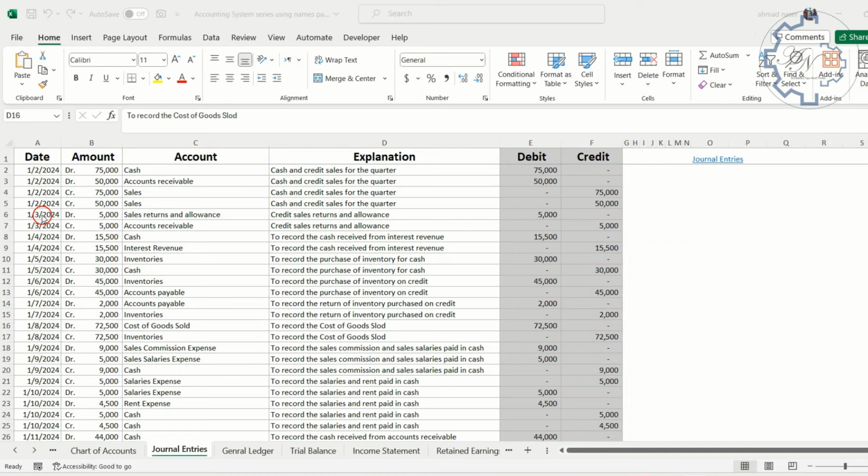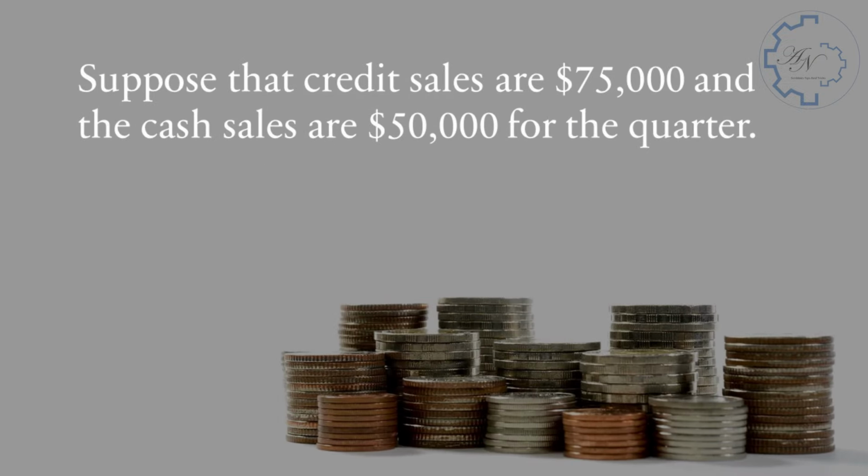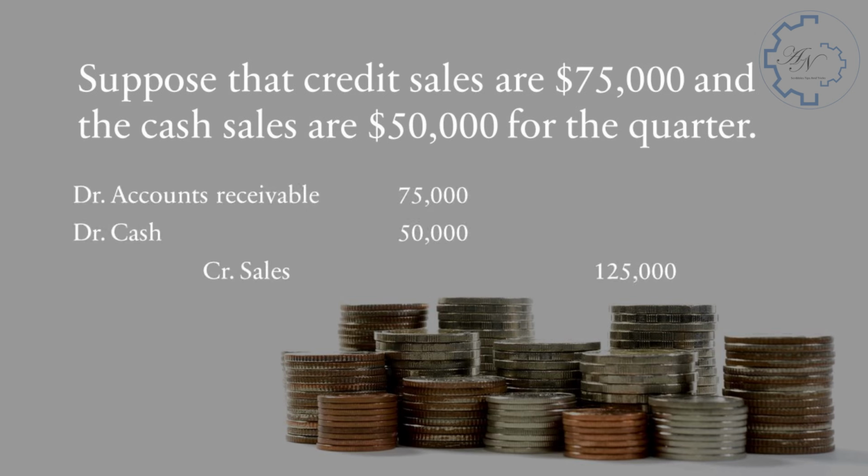Now let's move to the journal entries sheet. Here we have date, amount, account, explanation, debit, and credit. These two columns are not editable. Here I will put my journal entries. I'll give you an example for one compound journal entry. Suppose that credit sales are $75,000 and the cash sales are $50,000 for the quarter. The entry here is debit accounts receivable for $75,000. Debit cash for $50,000. Credit sales for $125,000.